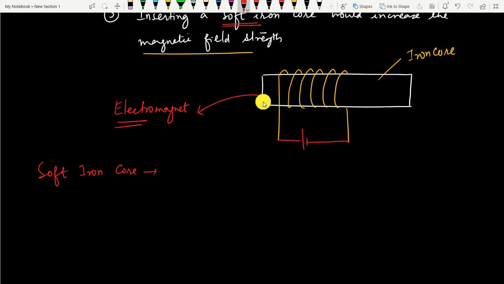Okay, so this is all about solenoid and an electromagnet.